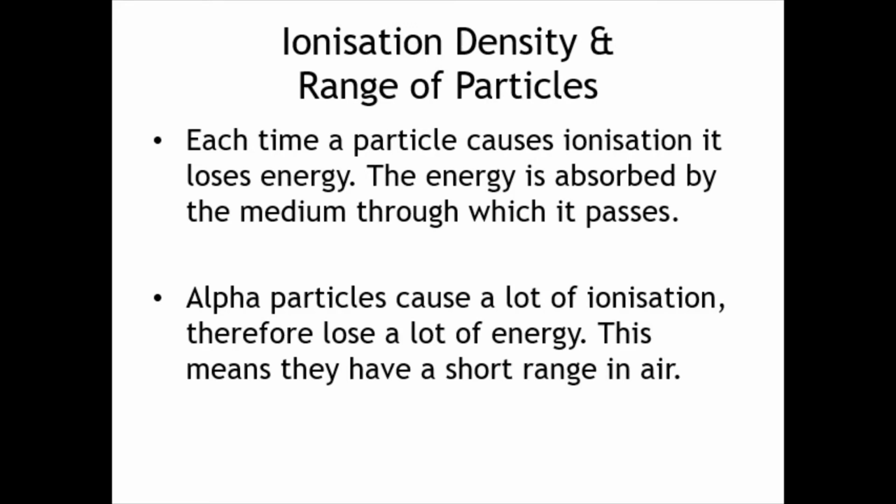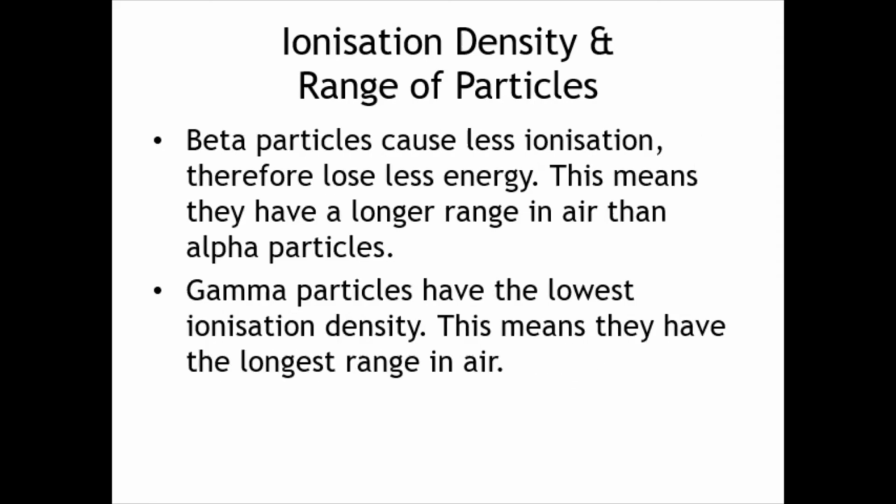Alpha does a lot of ionization, so it doesn't go very far in air and it's easily absorbed. There's a lot of ionization of paper, and that's why it doesn't go through paper. Beta does less ionization. That means it travels for longer in air than alpha. Gamma does the least, so they travel the furthest.